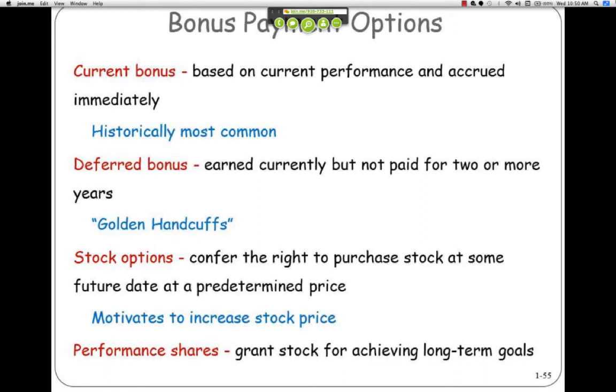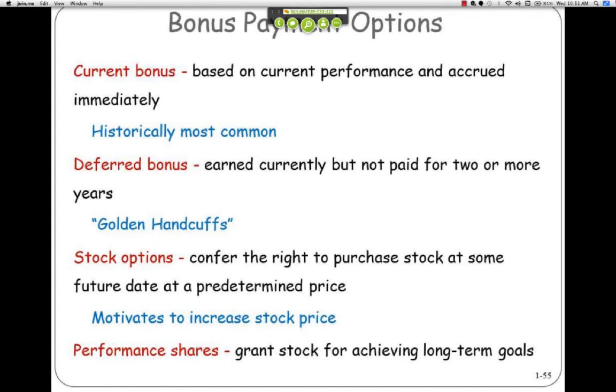A lot more, at least on Wall Street, a lot more deferred bonuses now. That your bonus is tied, you get a piece of it this year and a piece next year and a piece the year after that, and that's constantly happening. And it's that concept called a golden handcuff. Keeps you tied to the company, because if you leave, you're going to lose the deferred portion of your bonus.